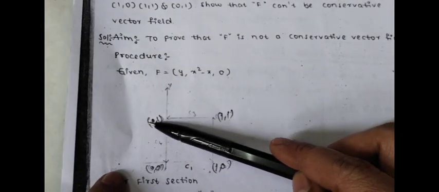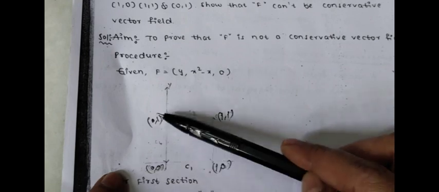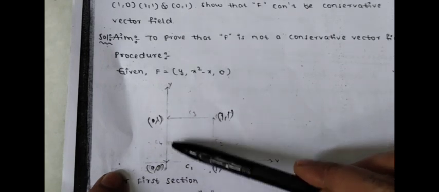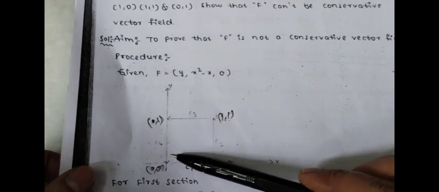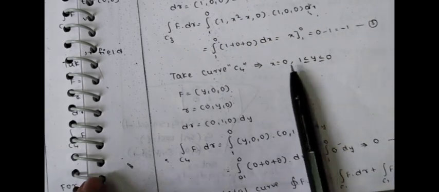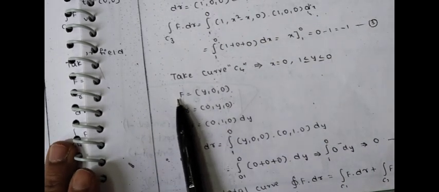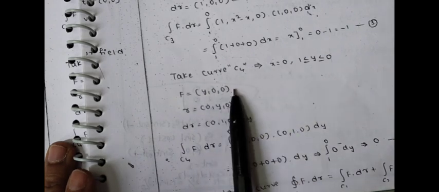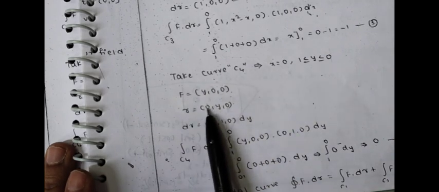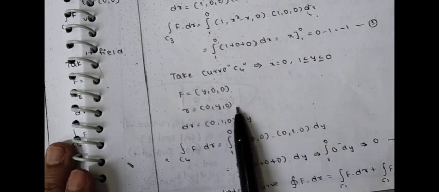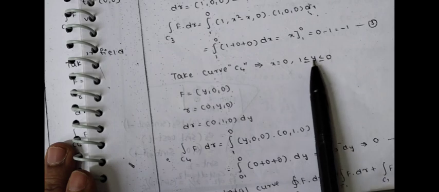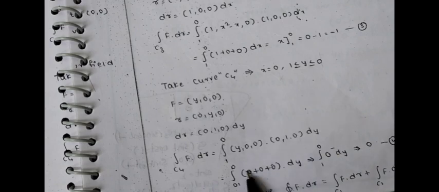Similarly for C4: C4 means x equals 0 is the equation and the y limits are from 1 to 0, in the same direction, that is 1 to 0. So y is from 1 to 0 and the equation is x equals 0. See here, C4: x equals 0 and y from 1 to 0. Again substitute in F: y as it is, x equals 0 means 0 minus 0 is 0. Again the position vector: x is 0, y is y and z is 0, and take the derivative with respect to y because the y limits are there. So for C4, take the dot product as it is, and you get all zeros, so the result is 0.